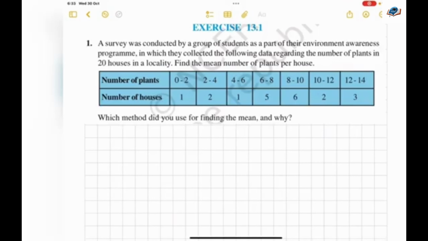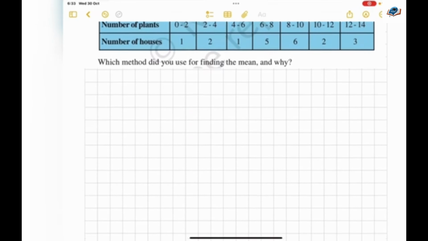Now, exercise 13.1, the first question says a survey was conducted by a group of students as a part of their environment awareness program, in which they collected the following data regarding the number of plants in 20 houses in a locality. Find the mean number of plants per house. And which method did you use for finding the mean and why?